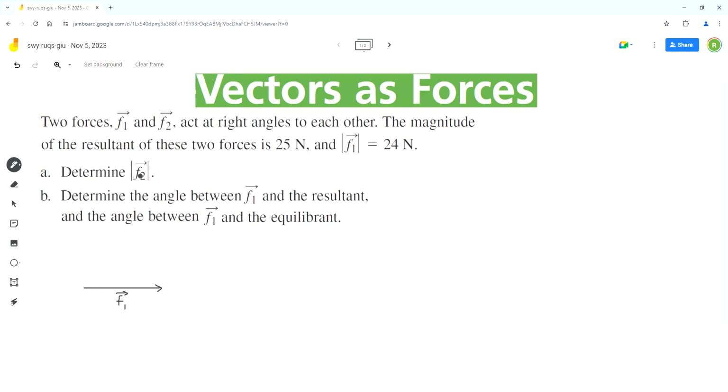now as per the problem, the two vectors are at right angle to each other. So the other vector can be drawn as, so this can be vector F2 and they are perpendicular to each other. Now the resultant of these two vectors is the hypotenuse of this right angle triangle. And this represents the resultant vector R.